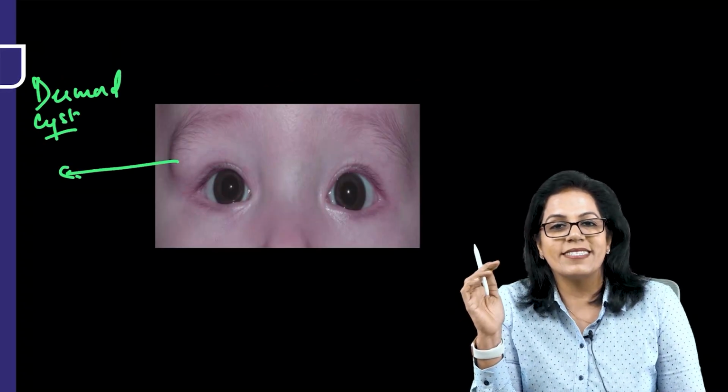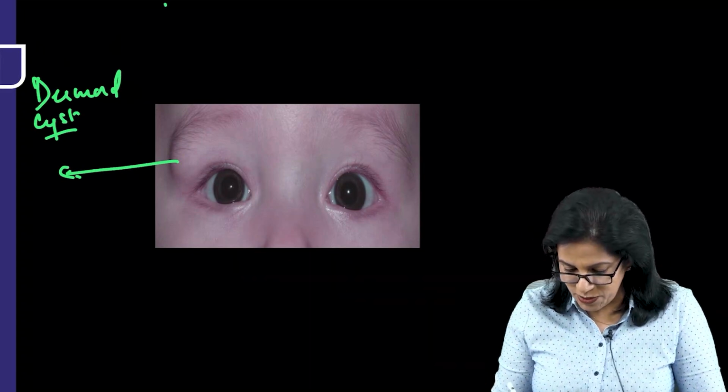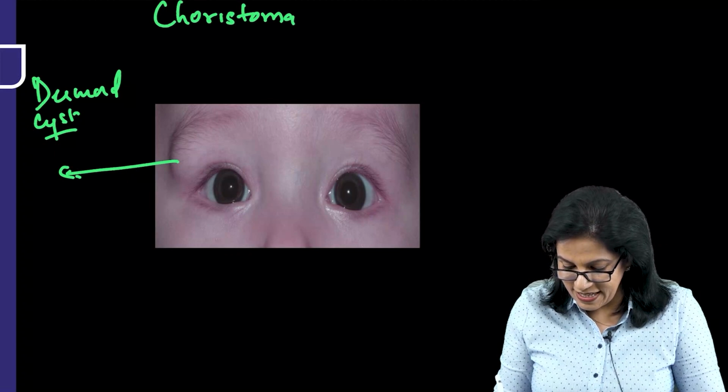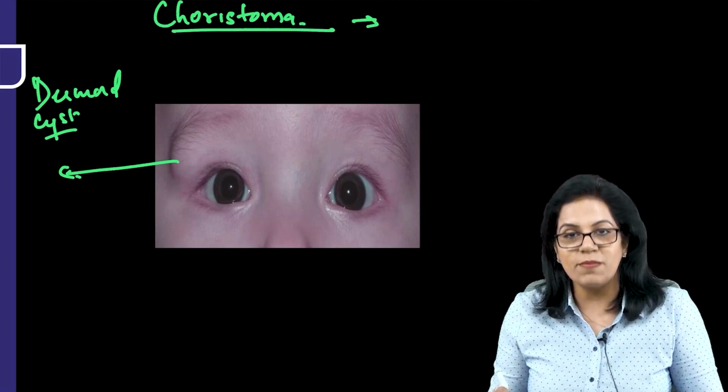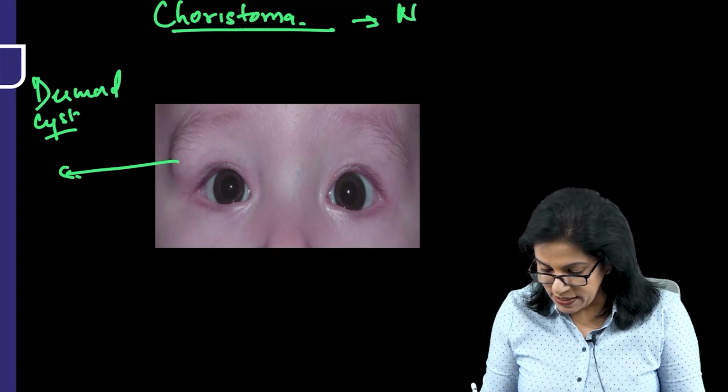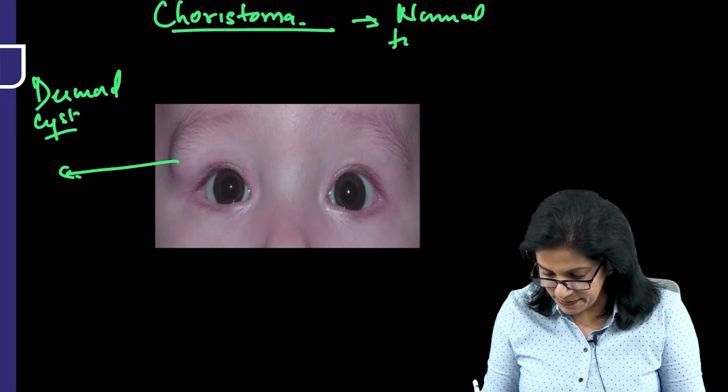So what is a dermoid cyst? Dermoid cyst is a choristoma. We all know what a choristoma is, which means a normal tissue at an abnormal place.